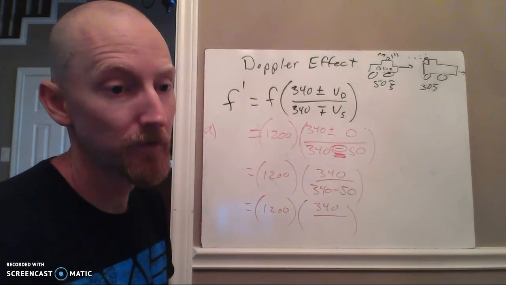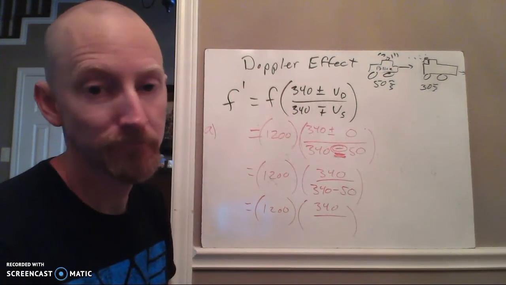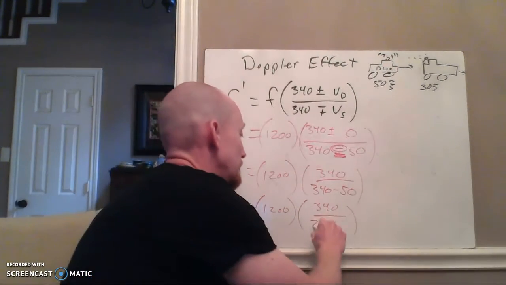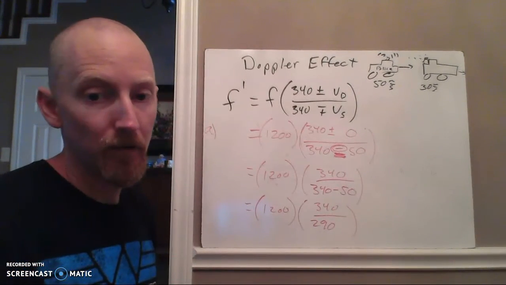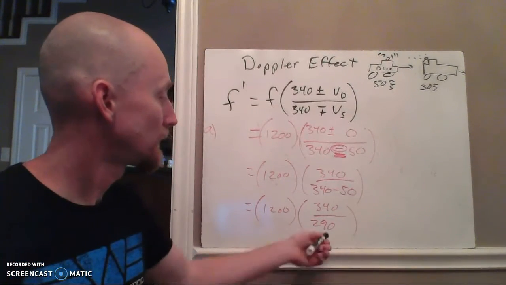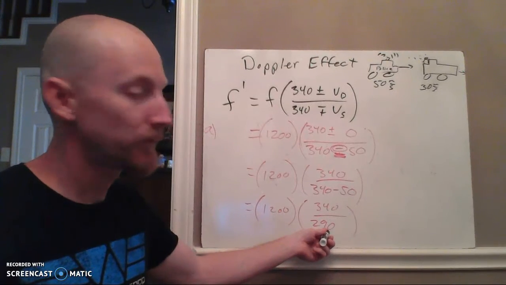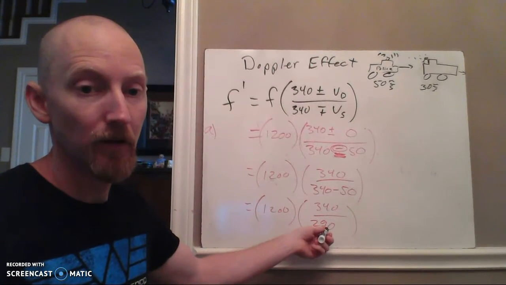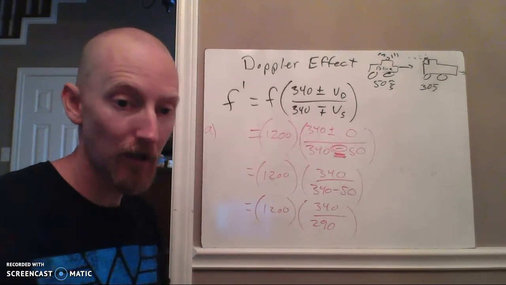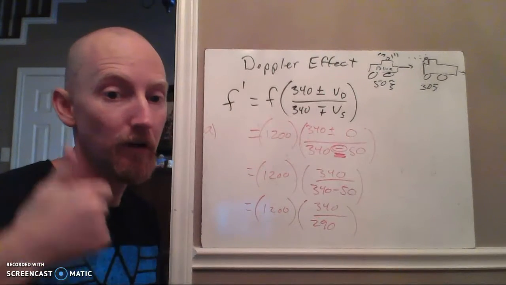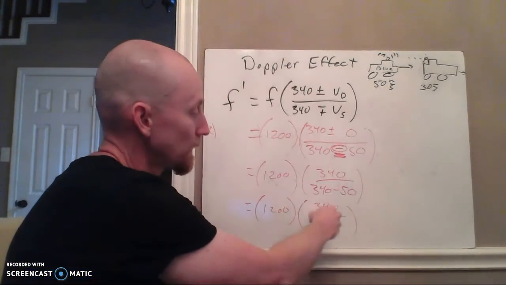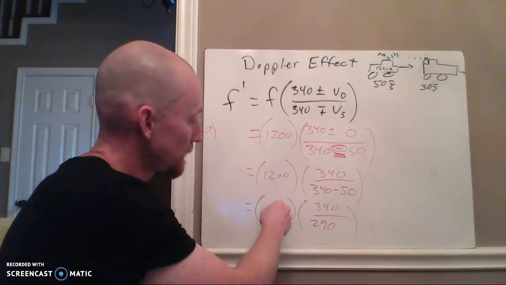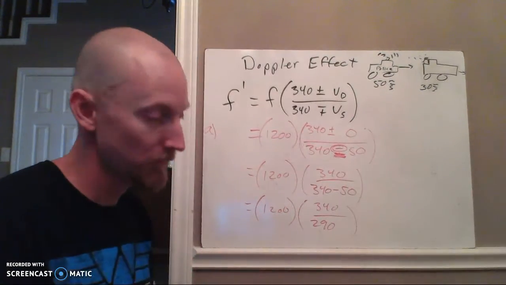340 minus 50, 290. And so now you have this fraction. This fraction is going to be greater than 1. And what you should hear, if the cop car is coming at you, you should hear a higher pitch as it's coming at you. So what will happen is when we take something greater than 1 and multiply by this, we should get a larger number, right?